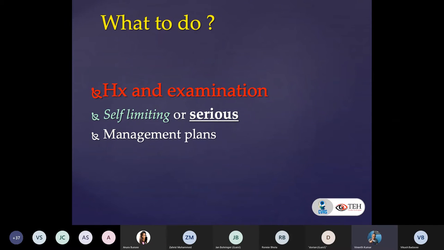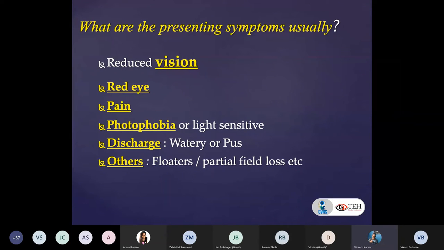The key message I would like to pass on to our colleagues is how we do a detailed history and examination. Is the problem in front of us self-limiting or a serious problem? And how do we manage this kind of situation? The commonest presenting symptoms for anybody with eye problems are reduced vision, redness, pain, light sensitivity, which we call photophobia, and discharge, which can be watery or pus related. Others, common in retina practice, are floaters or a partial field loss.